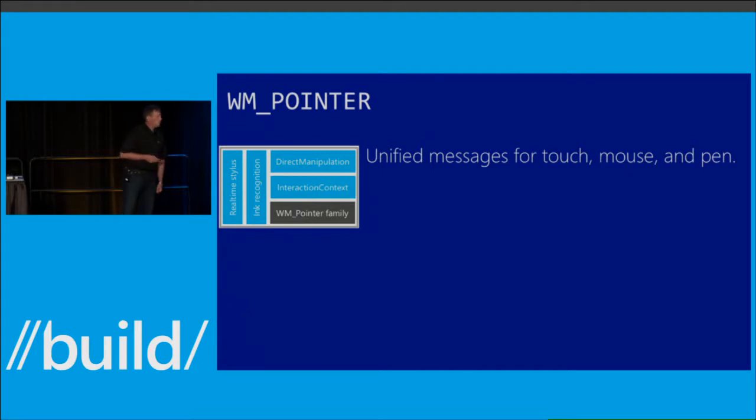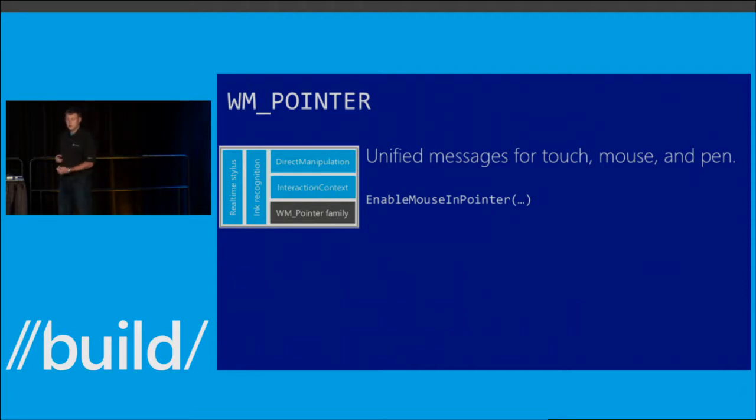So what does WM Pointer do for you? It allows you to code for pointer once and get an experience where touch, mouse, and pen all just work. Now, in order to be able to code just once, you need to actually route mouse through your pointer. And you do that through EnableMouseInPointer.